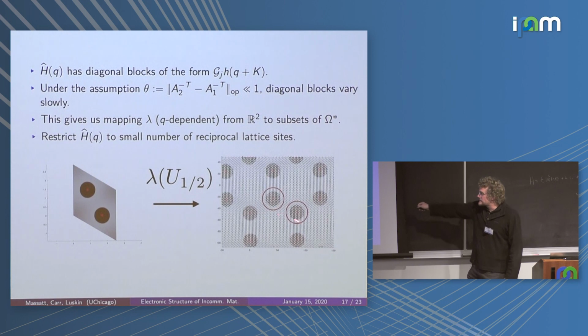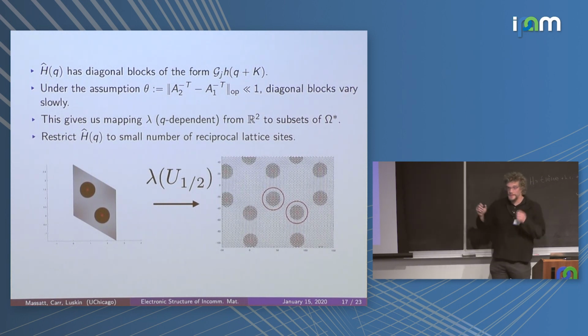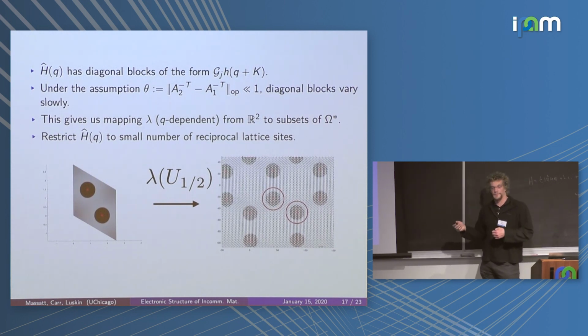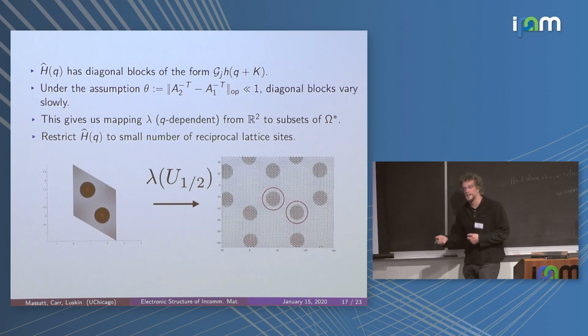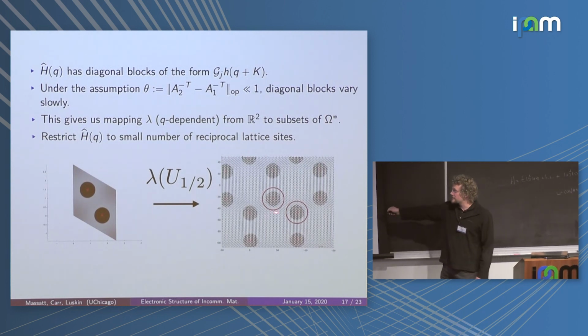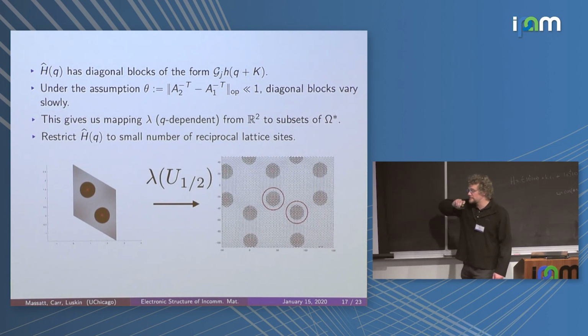Now, every lattice site, this is the two reciprocal lattices, every lattice site had an associated wave number. So if I started with Q, then it was Q plus K, depending on which sheet you're in. So if I know that these are the only wave numbers that are coupled in an interesting way, I'm just going to map this set of wave numbers to the reciprocal lattice sites that are of interest.